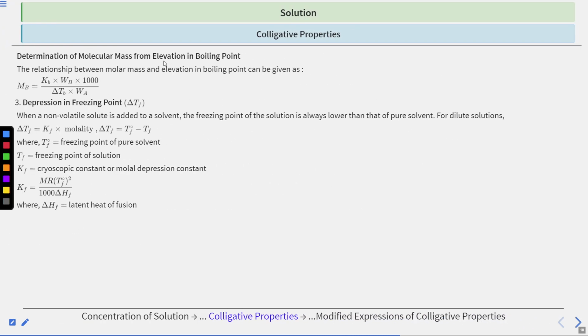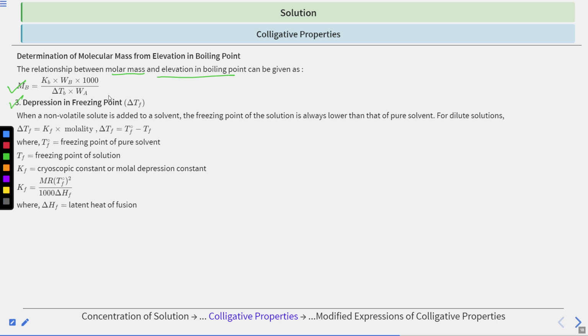Determination of molecular mass from elevation in boiling point. So we can find the relationship between molar mass and the elevation in boiling point given by this formula: the molar mass equals Kb multiplied by WB, the weight of the solute, into 1000, upon del TB, the elevation in boiling point, multiplied by WA, the weight of the solvent.